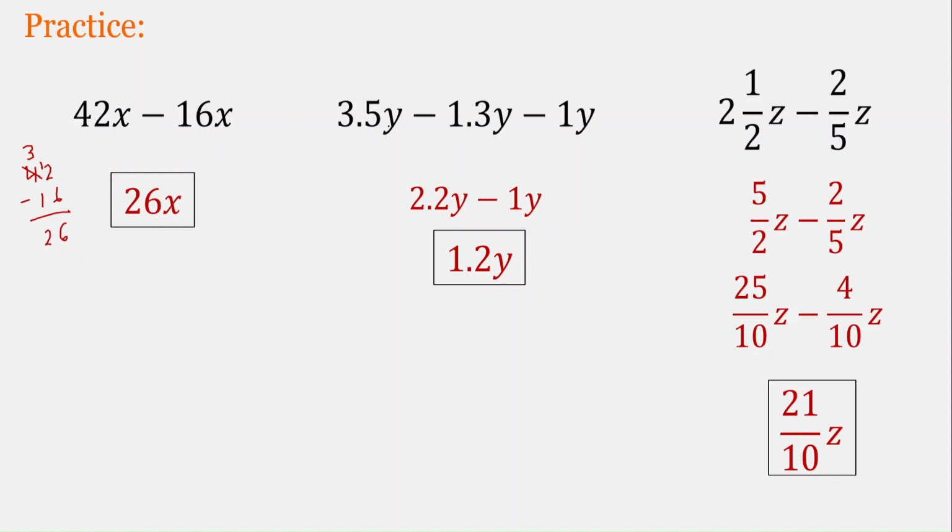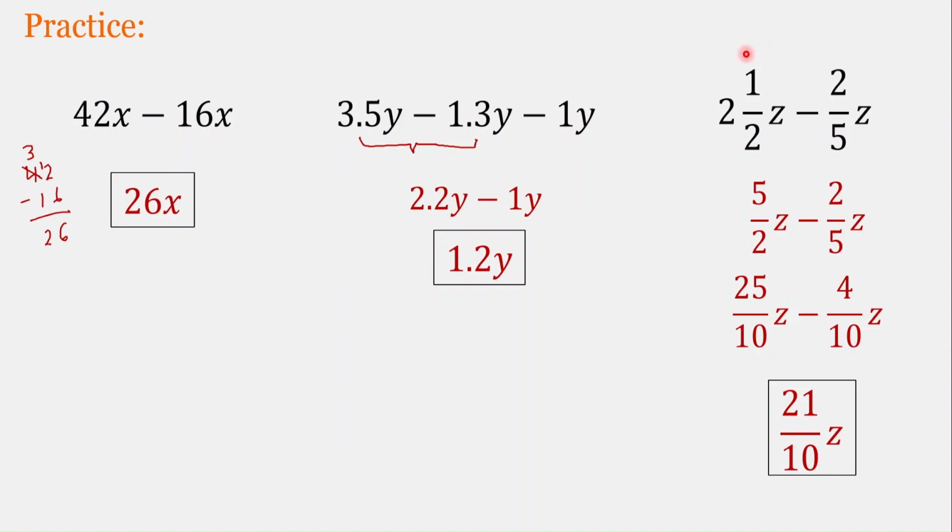In the second problem, we do have 3 terms. So we will follow order of operations, and we will add and subtract. In this case, it's just subtract from left to right. So we'll do these 2 terms first. 3.5y minus 1.3y leaves us with 2.2y. And then bring down the minus 1y. And then do that subtraction, ending up with 1.2y.